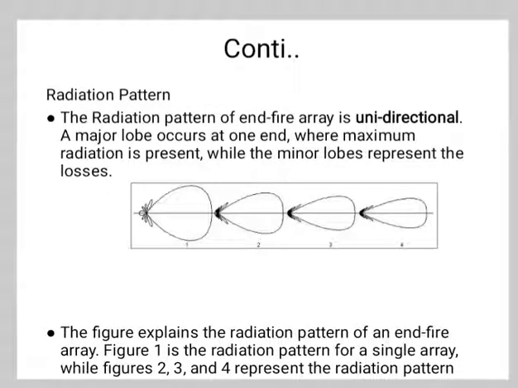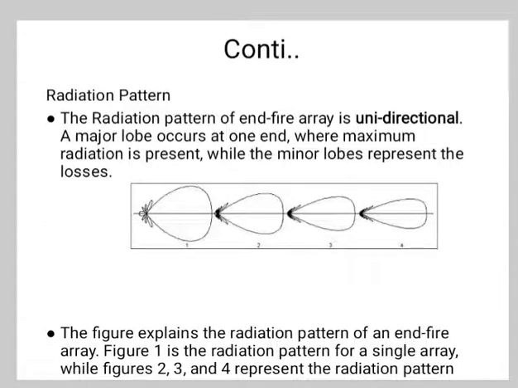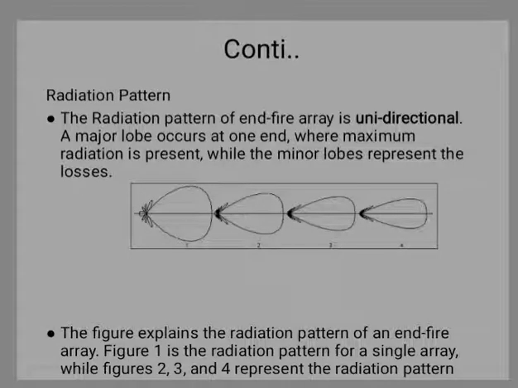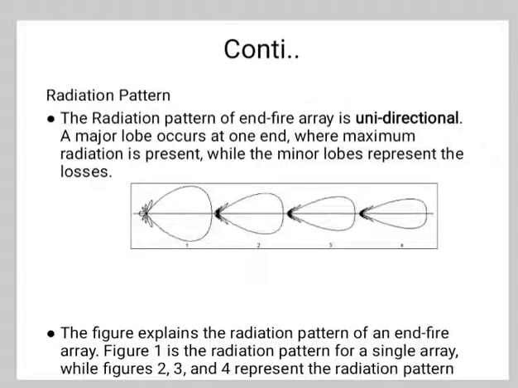Then the radiation pattern of the end fire array is unidirectional. A major lobe occurs at the one end where the maximum radiation is present, while the minor lobes represent the losses. So this figure shows the radiation pattern of an end fire array. Figure 1 shows the radiation pattern for a single array. 2, 3 and 4 represent the radiation pattern for multiple arrays.